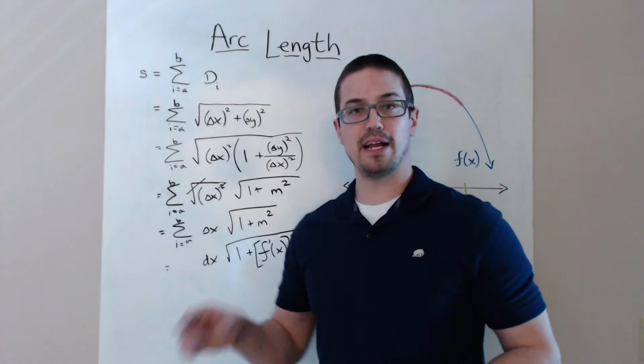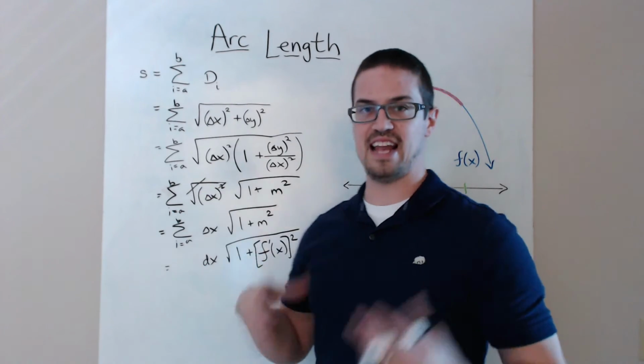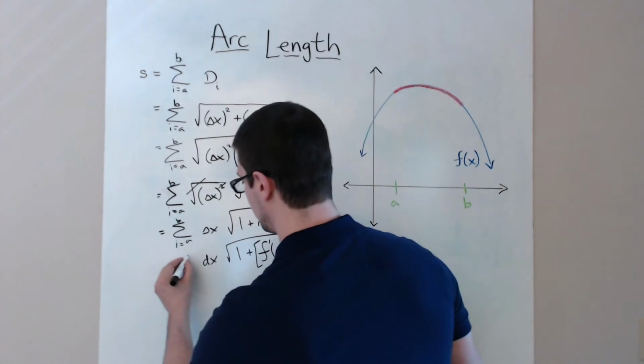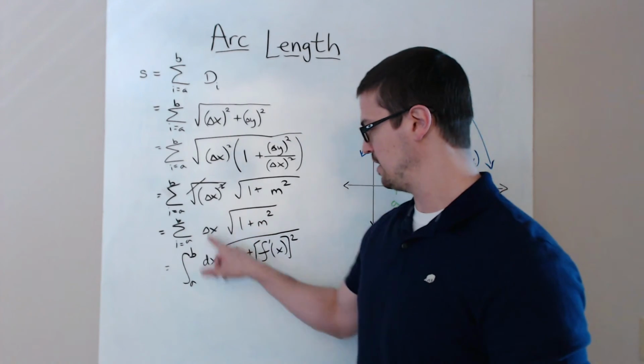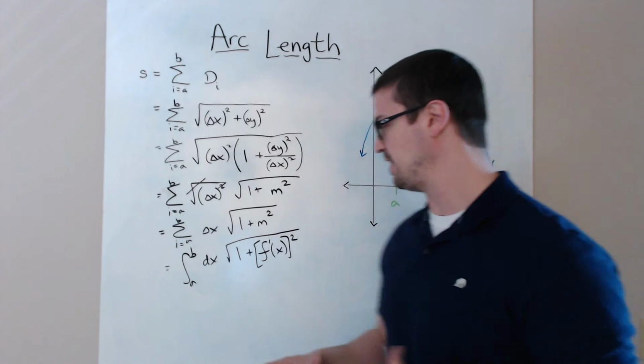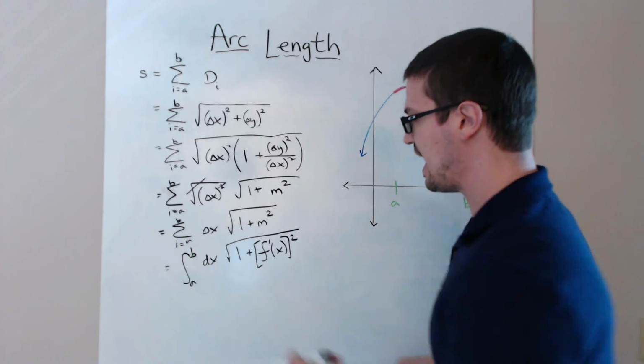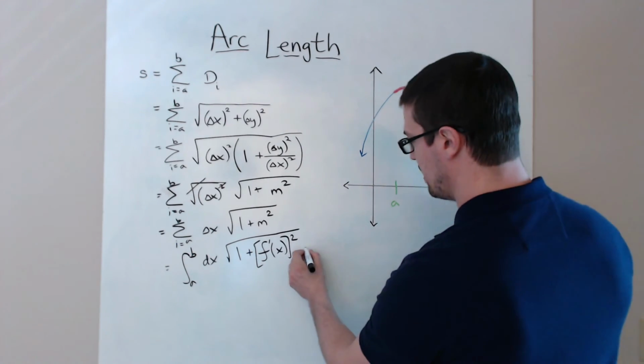Now this sigma right here, since we're adding up from one interval to the next, that's the same thing as integration. So I'm going to put the integral here from a to b. So basically I substituted in each of the things as we go to infinity. Now all you have to do is move this dx to the other side here.